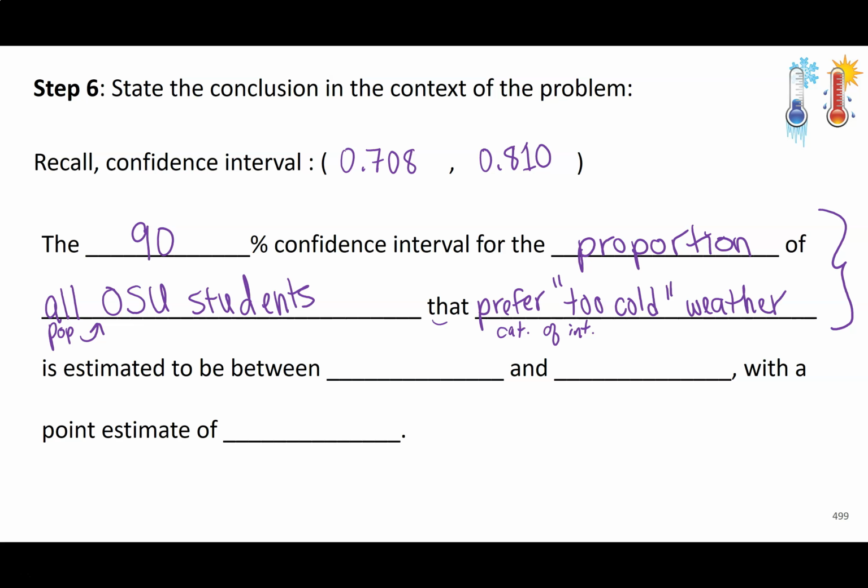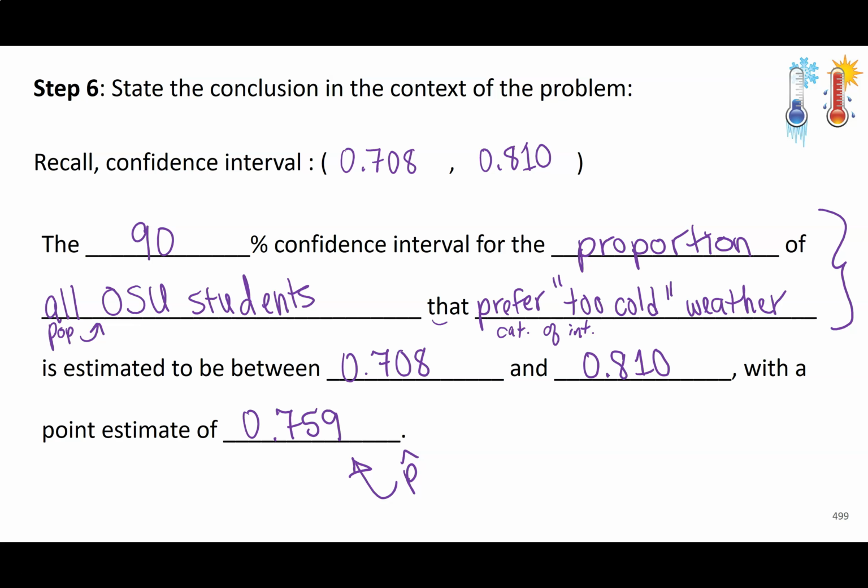So the proportion of all OSU students that prefer too cold weather is estimated to be between 0.708 and 0.810 with a point estimate of, so this is the p hat from my sample, 0.759. And p hat should always be smack in the middle of these two, like exactly in the middle. Like I could average the 2 endpoints and I'll get back to the middle there.